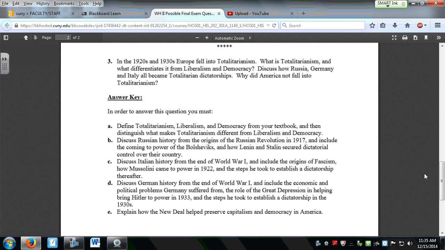So, for the German part of question 3, you're going to look at what was the state of Germany at the end of World War I. They lost. The German people were quite unhappy. Be specific as to why. Talk about some of the economic problems Germany went through in the 1920s, which made people more susceptible to the Nazi message of Adolf Hitler and made them give up on liberalism, democracy.